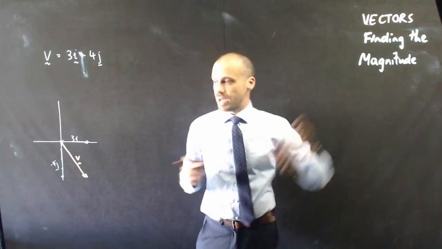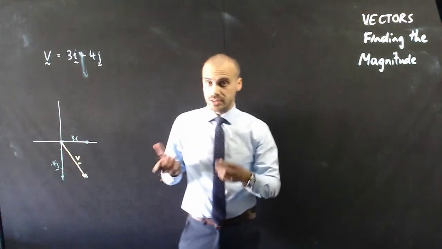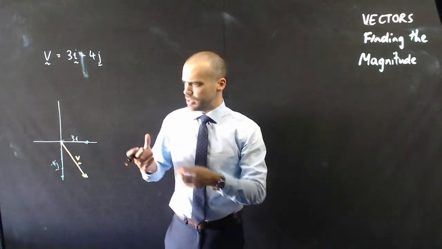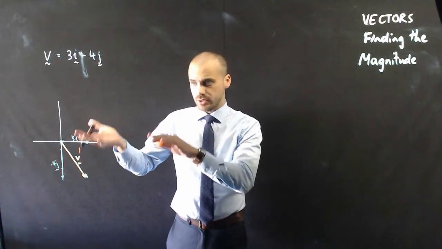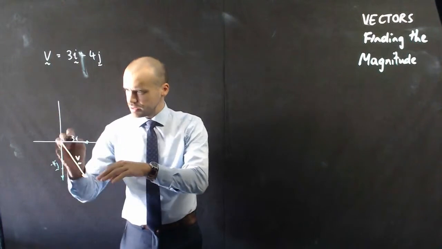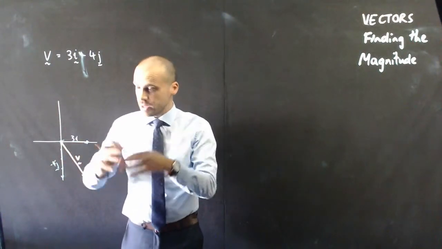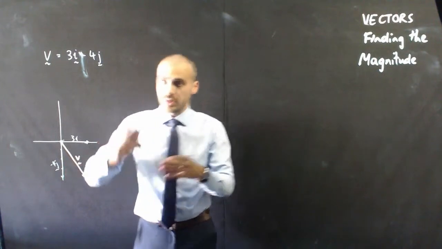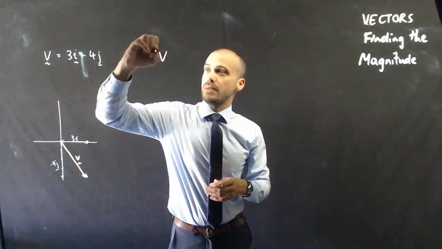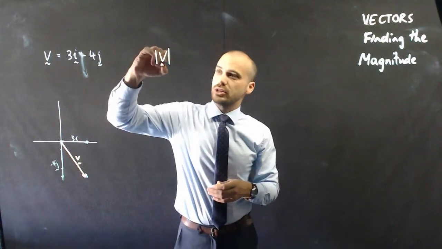And I'm asking, what's the magnitude? What's the length of vector v? Now you could work that out. You already know how to do that because it's a right angle triangle. You know Pythagoras' theorem, so you can figure out the magnitude of it. So it's pretty straightforward. And that's how we show the magnitude of a vector.